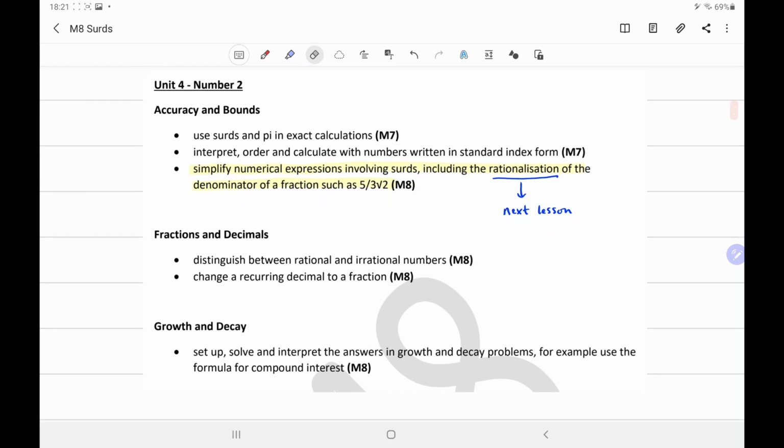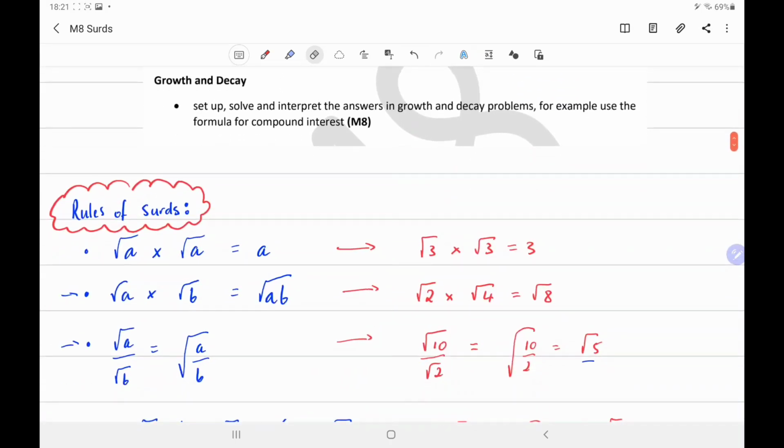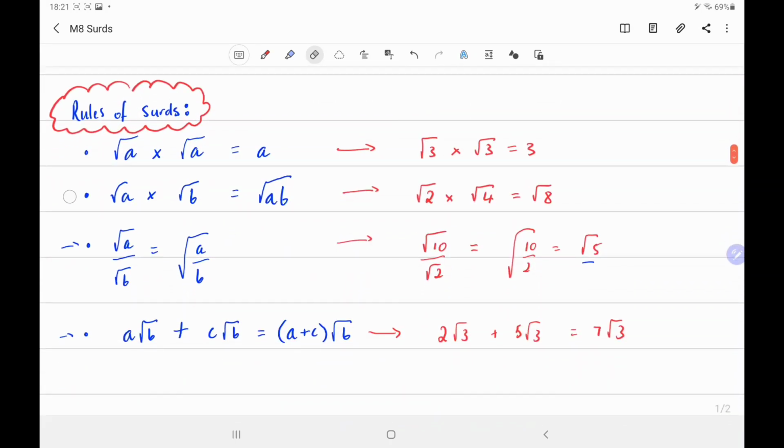So before we simplify, we need to know the rules, and here are the rules of surds. The first one there, root a multiplied by root a is equal to a. Applying that with a number, root 3 by root 3 is equal to 3. So the square root of something multiplied by itself will give you that number. So root 11 times root 11 will give us 11.